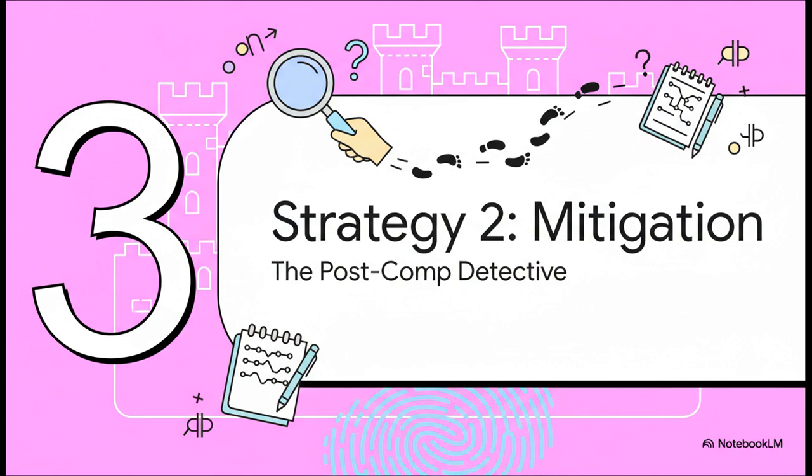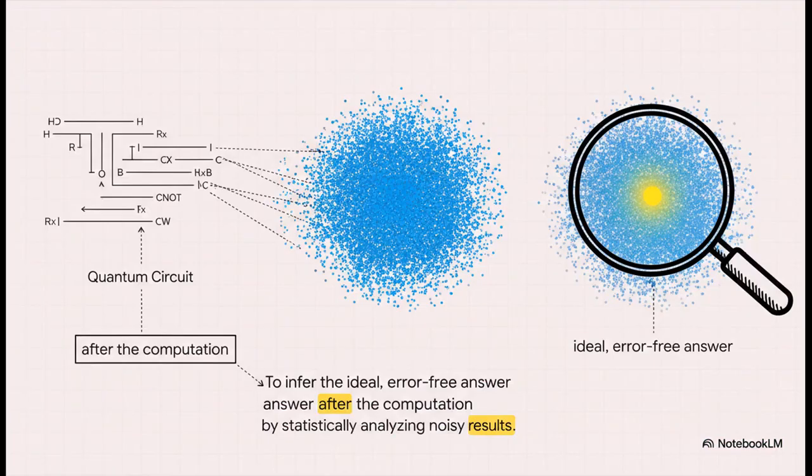So for where we are right now, in the NISQ era, we have a much more down-to-earth approach: quantum error mitigation, or QEM. If QEC is the fortress, then QEM is the clever detective who shows up after the crime to piece together what really happened. You see, the goal of QEM is totally different.